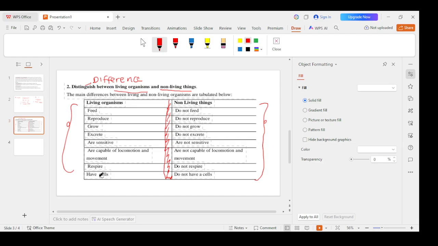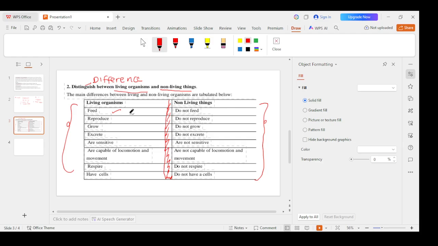The first one we have is feeding. We talked about how living organisms feed. We talked about how animals feed, and how plants feed. For plants we talked about autotrophic nutrition as well as heterotrophic nutrition. For animals we talked about a mother feeding a baby, even all the people feeding themselves. Now what is the difference between living organisms and non-living organisms? Living organisms feed. Non-living organisms do not feed.